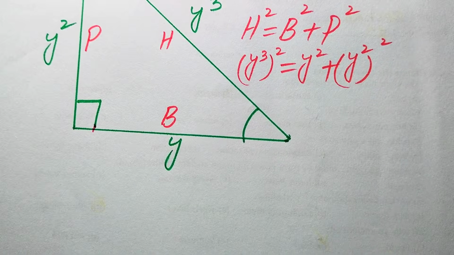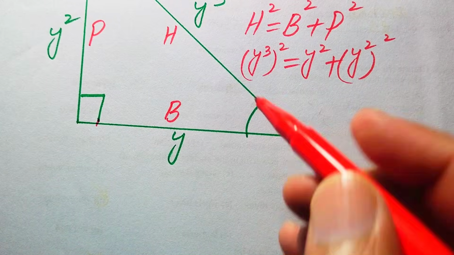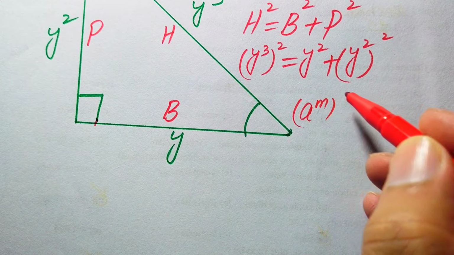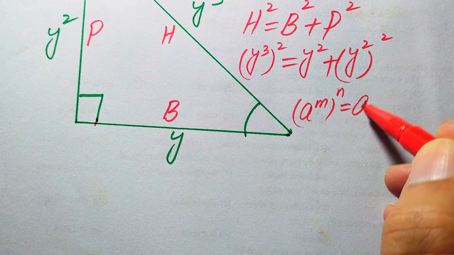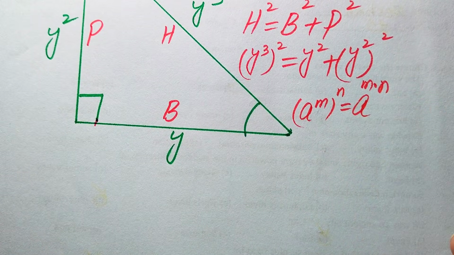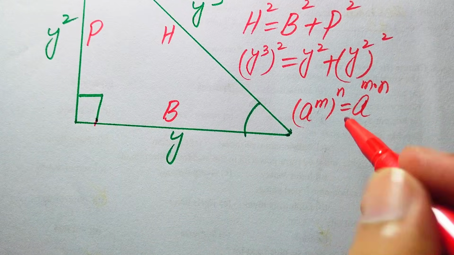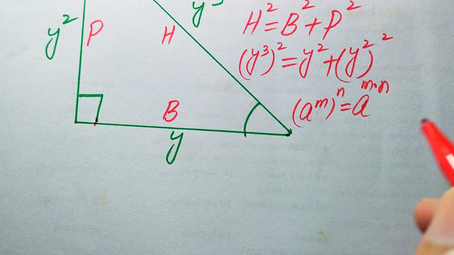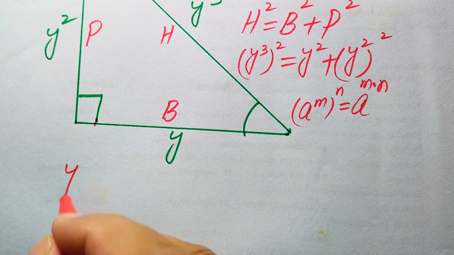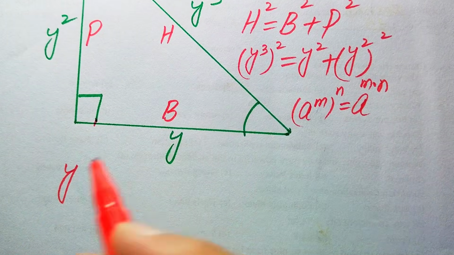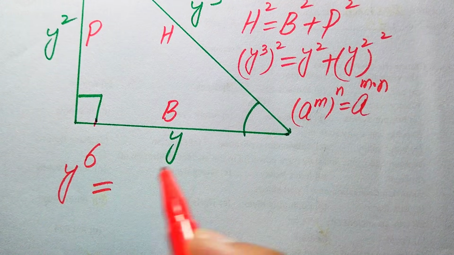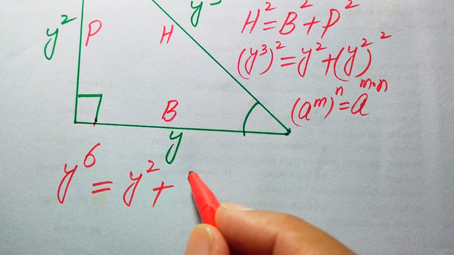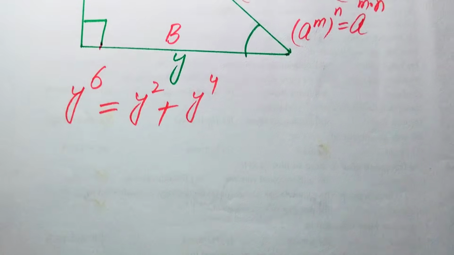So in the next step, we need more simplification, and here we use the nice exponential rule. You know that if we have a to the power of m to the power of n, this equals a to the power of m times n. According to this rule, we multiply both of these two exponents. This becomes y to the power of 3 times 2, which is 6, equals, here we have y square plus this is 2 times 2, which becomes 4.